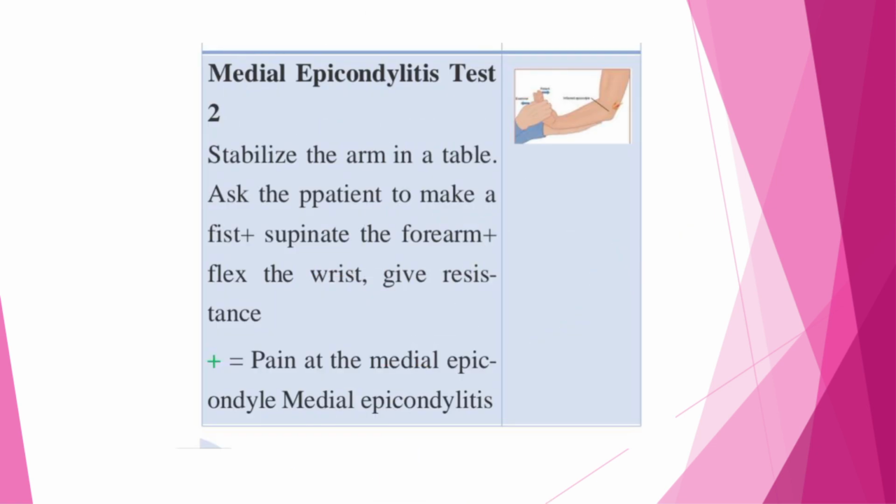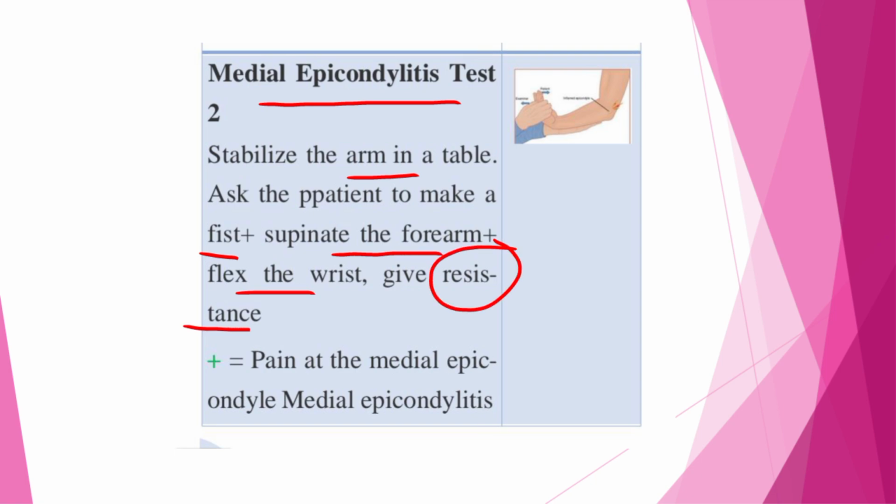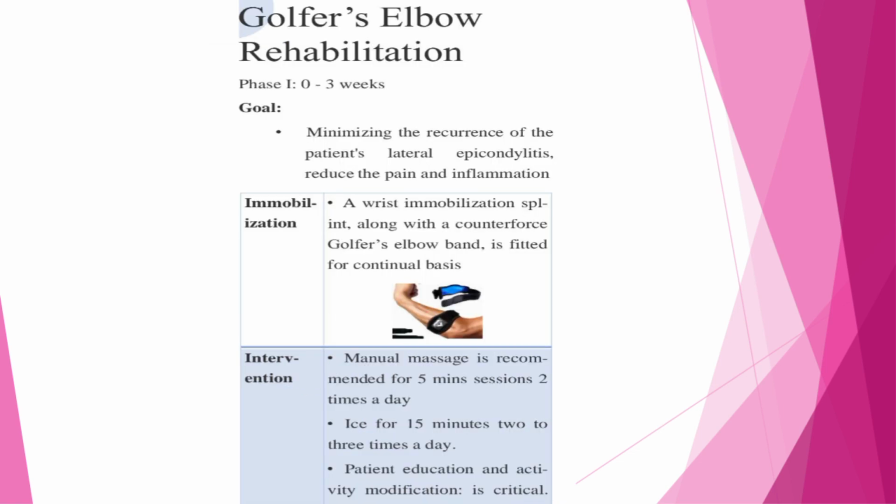Second test, we have the medial epicondylitis test 2. In this test, stabilize the arm on a table, ask the patient to make a fist, supinate the forearm, flex the wrist, and give some resistance. In the tennis elbow, in the Cozen test, we give resistance, and in this test, medial epicondylitis test 2, we also give resistance. If the patient feels pain in the medial epicondyle, then this is the positive sign of medial epicondylitis.